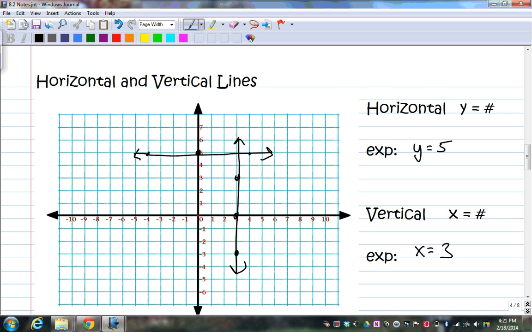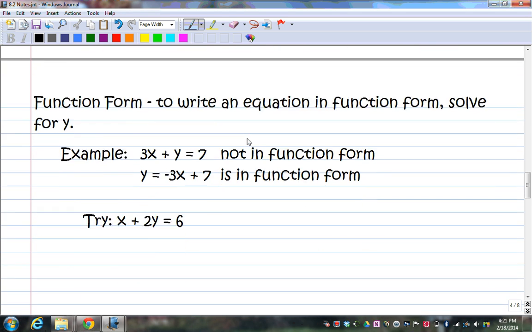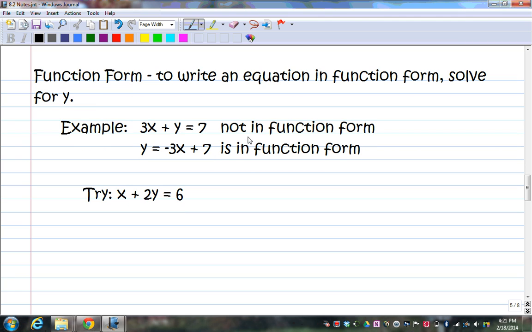Let's move on to function form. This is also slope-intercept form, which we will talk about later. Function form is when you have an equation and you solve for y. So in other words, it's y is equal to something. That is what function form is. So if you look at my samples here, I have 3x plus y is equal to 7. That is not in function form. In order to get it in function form, I solved for y, or I subtracted 3x from both sides.